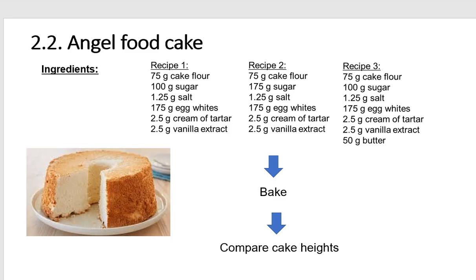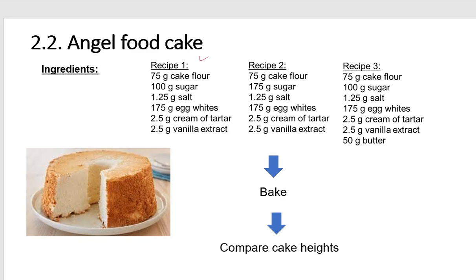So in the last part, we bake angel food cakes by using 3 different recipes. And in your assignment, you need to compare the cake heights of these different recipes. Angel food cake structure is based on egg white foams. So there are no other leavening agents besides the air beaten into an egg white foam during mixing. So what are the differences in those recipes?